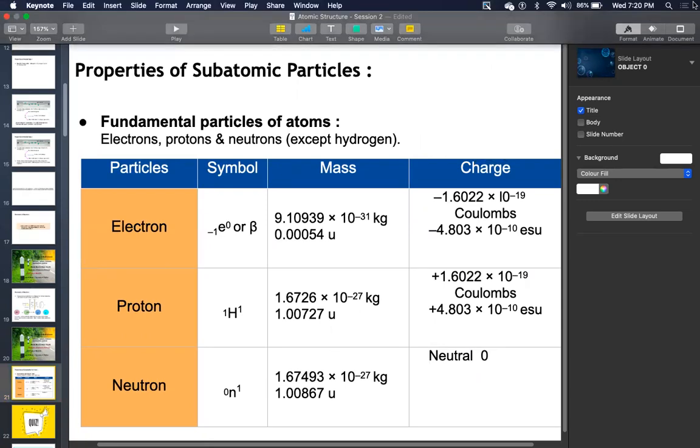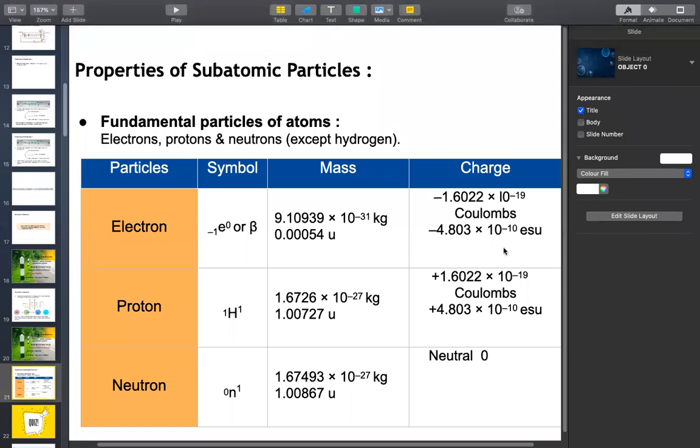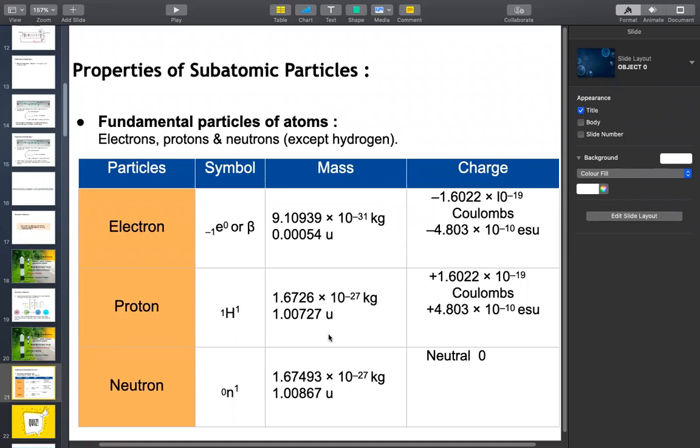Understood? Yes or no? Any doubt? Neutron is heavier than the proton. Got it? Yes, you need to copy this table fast.